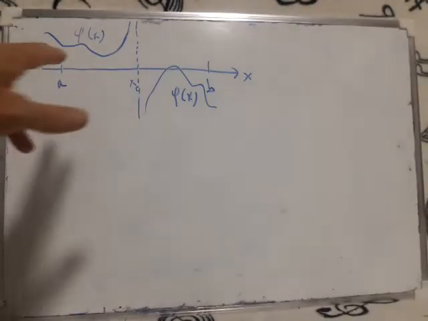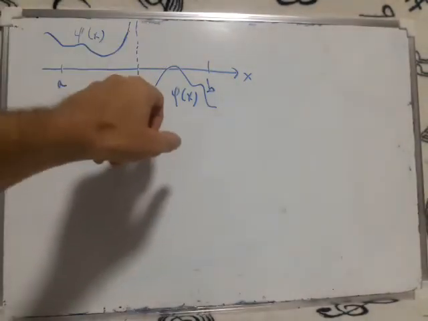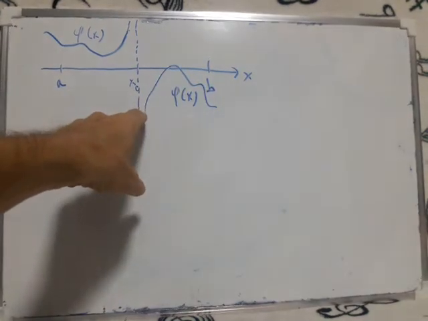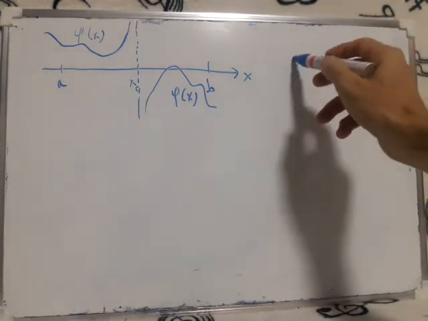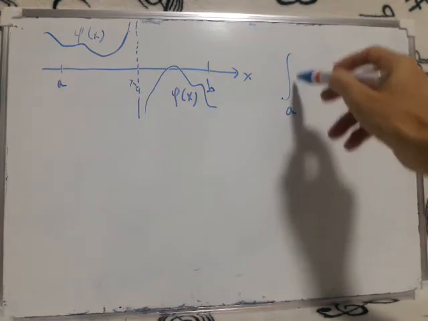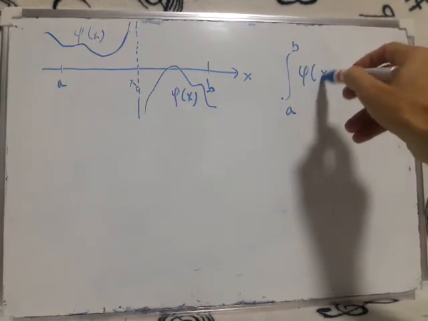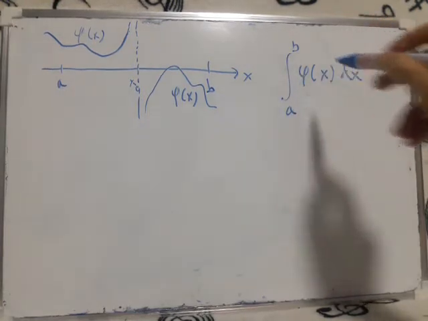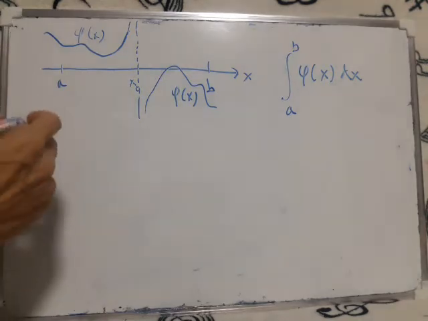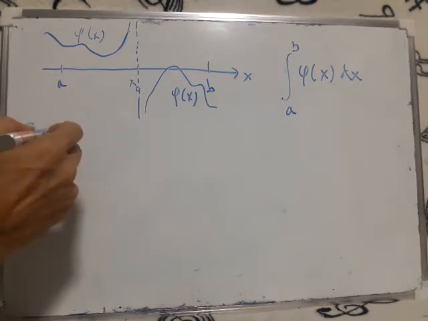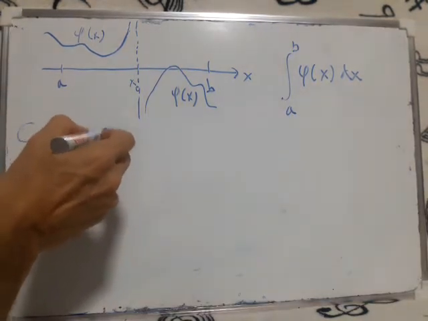So suppose we've got some function f(x) which has a problem at x equals x0. Then the integral of f(x) from a to b is not defined because of this problem at x0. However, there's something called the Cauchy principal value of the integral.